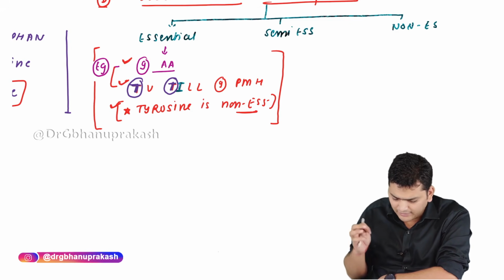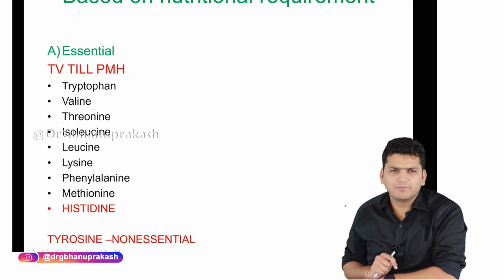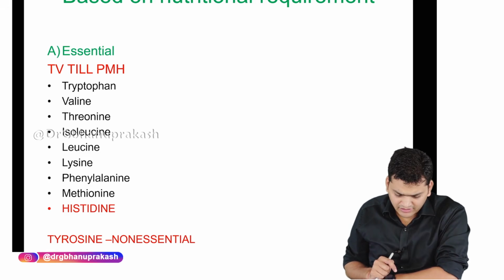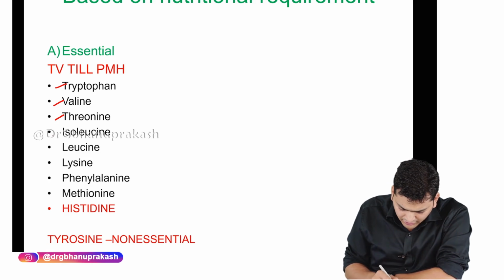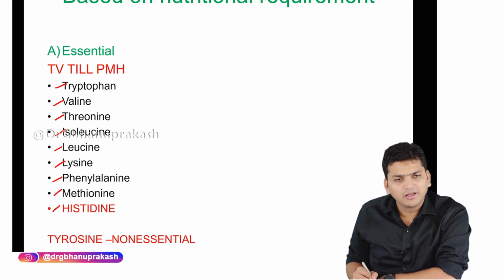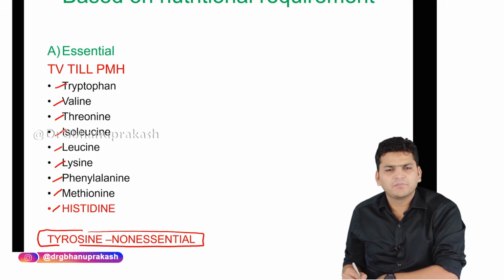If you want to write all the 9 names of TV till 9 p.m., you can see the list here. These are the 9 essential amino acids: tryptophan, valine, threonine, isoleucine, leucine, lysine, phenylalanine, methionine and histidine. Tyrosine is non-essential, right?